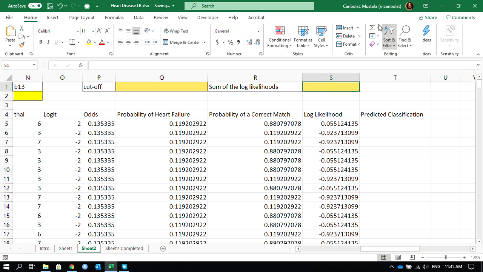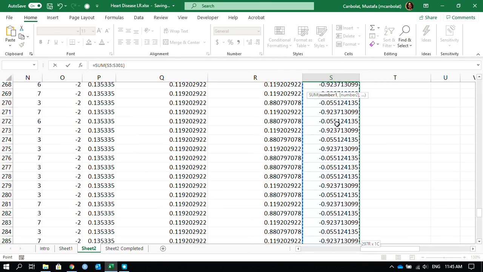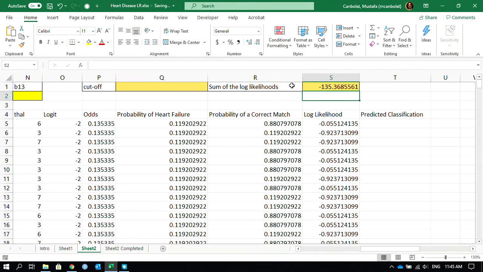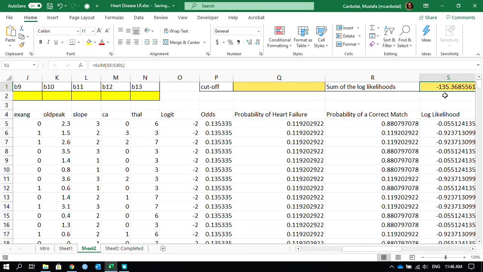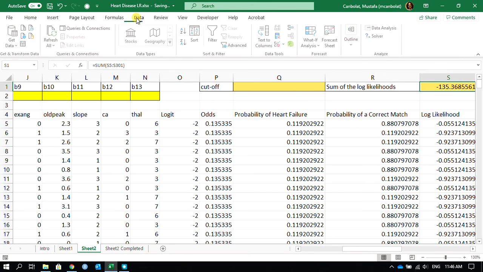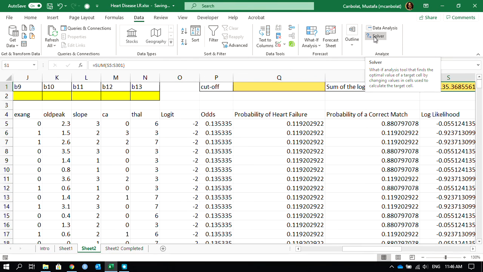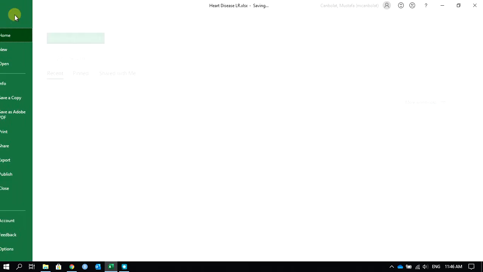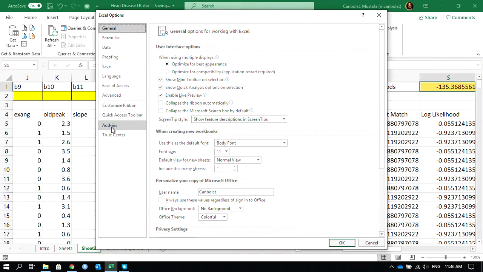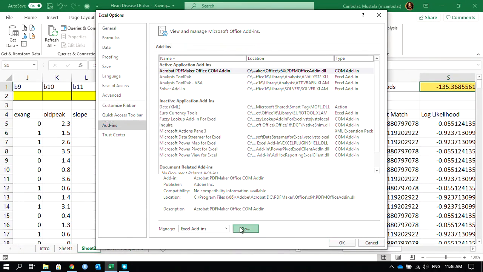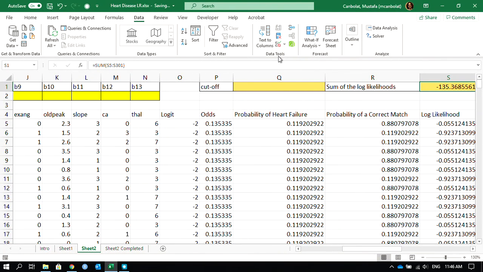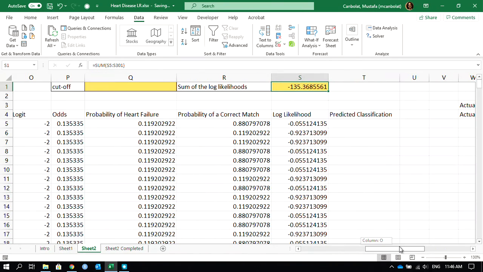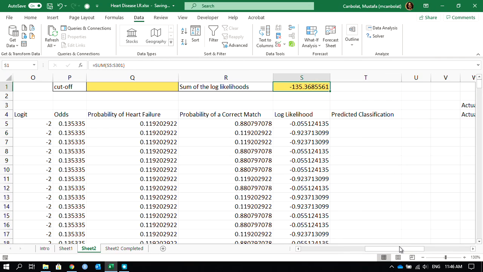So what is the sum of those log likelihoods? That's negative 135. We want to maximize that. Let's just do that. Under the Data tab, we have the solver. If you don't have the solver, just go to File, Options, Add-ins, Excel Add-ins, and check the Solver add-in, and OK. And if you have a Mac computer, just go to Google and look for solver for Mac, and then proceed with it.